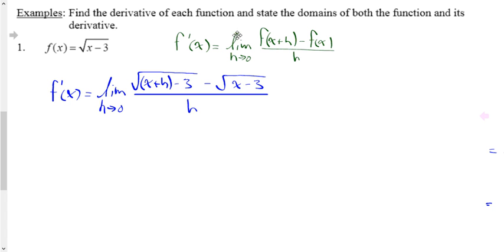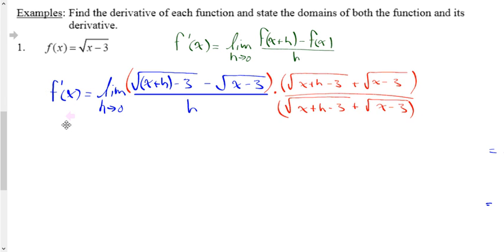So the limit of f of x plus h, so I replaced the x up here with an x plus h, and then I still have the minus 3. So this first radical is f of x plus h, minus f of x, the second radical, all over h, and I'm finding the limit as h approaches 0. As we dealt with this type of question in chapter 1, we need to use conjugates, because if I simply plug in 0 for h, I have the root of x minus 3 minus the root of x minus 3, 0 over 0, problem. So we need to rationalize our numerator.